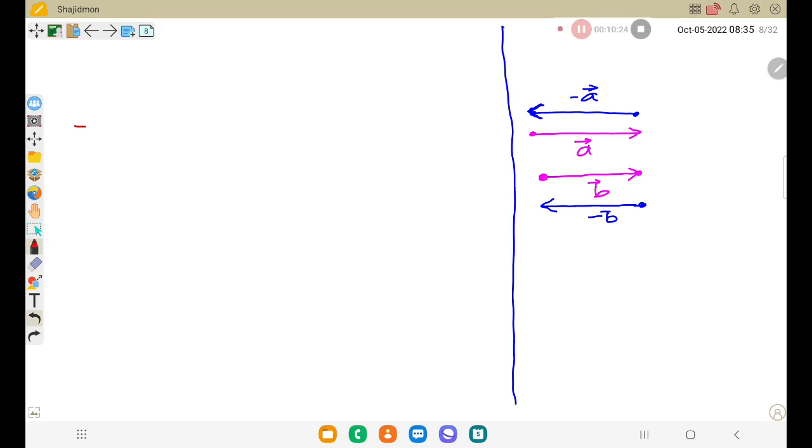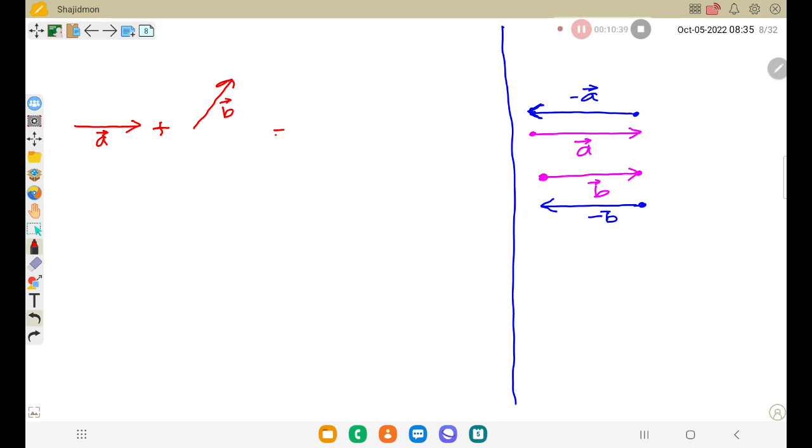For example, I have a vector A like this. And I have a vector B like this. I want to add these two vectors, A plus B. How can we do vector A plus vector B?